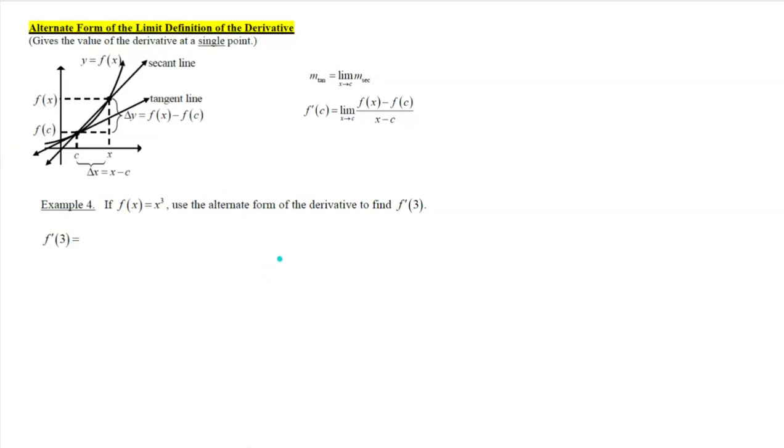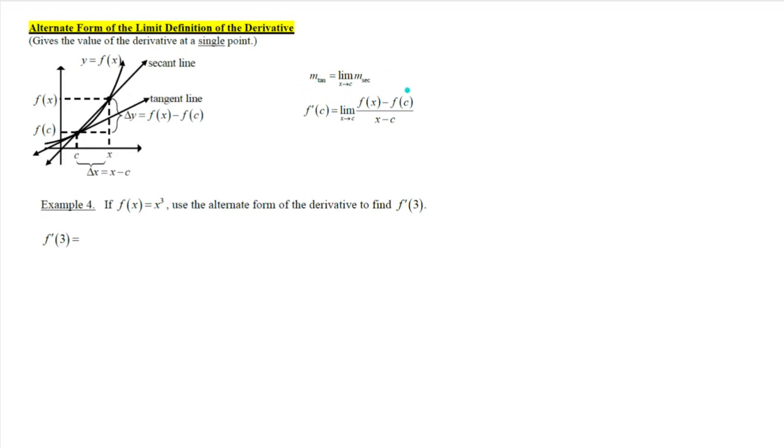In this video, we're going to take a look at the alternate form of the limit definition of the derivative. Typically our definition of the derivative allows us to find the function of the derivative, which will then allow us to find the value of the slope of the tangent at any point along the equation or the graph. The alternate form allows us to find just the derivative at a single point. And the function looks very similar.